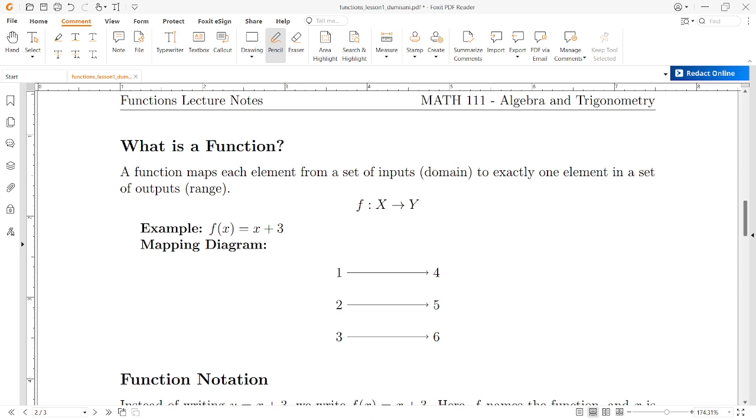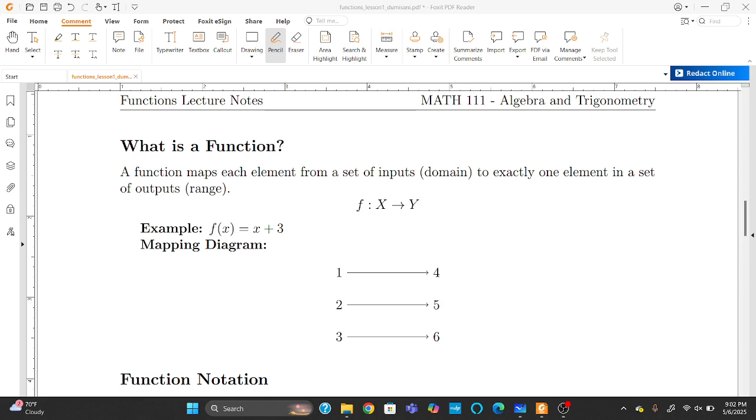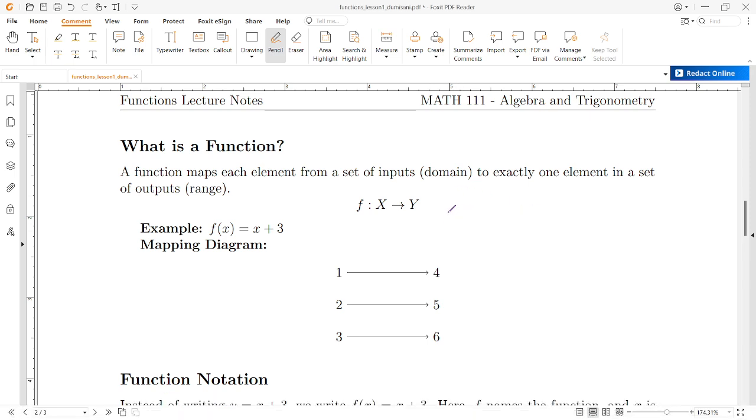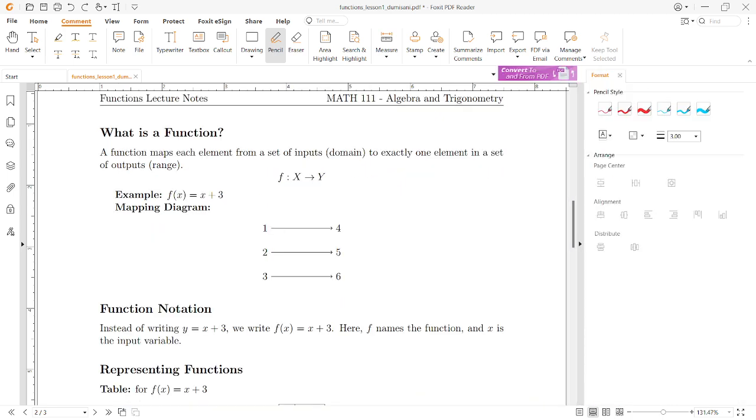Before we proceed to the example, let me explain the notation that has been described here. I would like to explain this notation first before we look at the example.